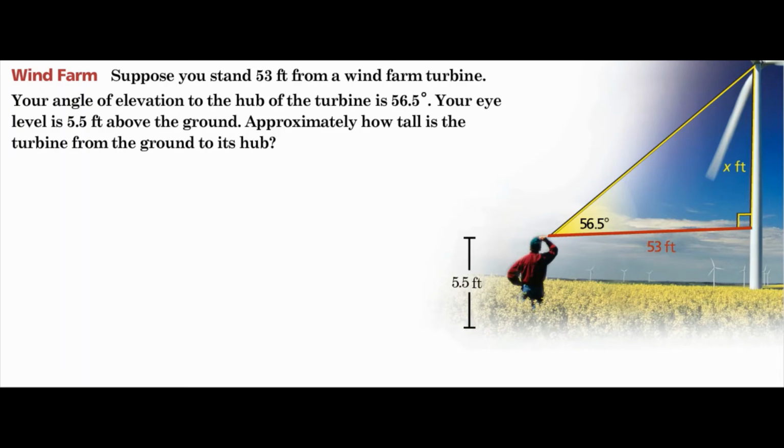You are given an angle and the length of its adjacent side. You want to find the length of the opposite side. So, use the tangent ratio. The angle is 56½ degrees. The length of the opposite side is x. The length of the adjacent side is 53 feet. Multiply each side by 53 to solve for x.